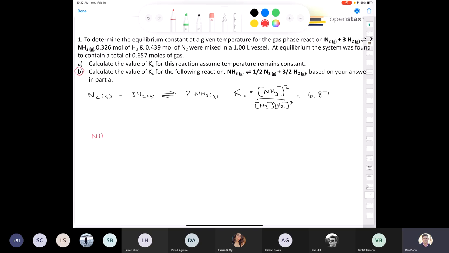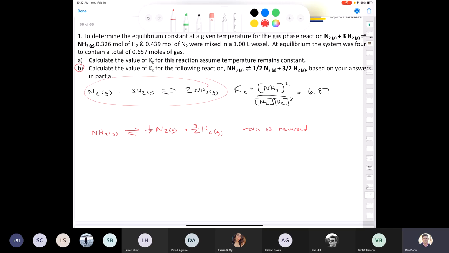It's 1 mole of ammonia decomposes, or is in equilibrium with, 1/2 of a mole of nitrogen gas plus 3/2 moles of hydrogen gas. So 1.5 moles of hydrogen gas. Okay, so what did we do here? Not only did we reverse the reaction, so the reaction is reversed, right? I just flipped it around. So that means that if this is my Kc, my Kc prime is what I'll call it, is going to be equal to 1 over the original Kc. What else did I do besides reverse it? Can anybody tell me? I did something else besides reverse it.